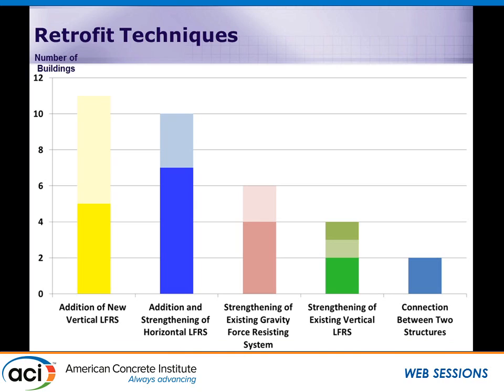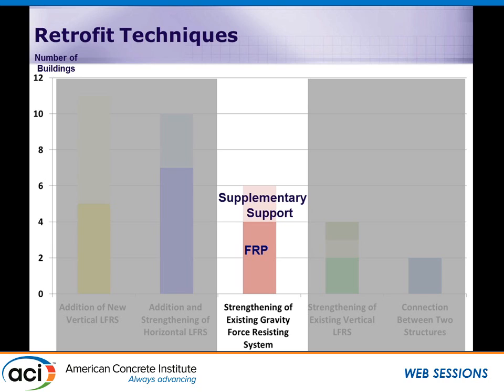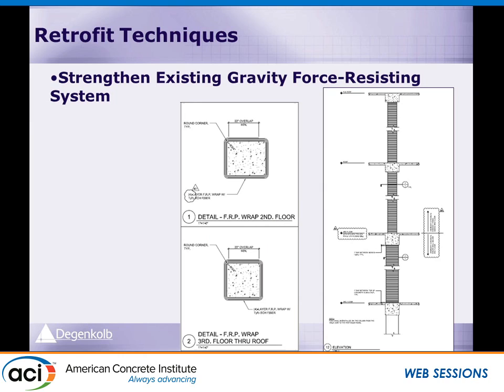And then the next strengthening technique is the strengthening of the existing gravity force-resisting system. We often found it is really important to provide gravity strengthening to prevent the collapse of the building, just like Mahail presented in the first presentation. What we want to do is, when the lateral force-resisting system is drifting laterally, we want the gravity system, which is typically columns and beams, to have enough deformation capacity to stay along with the lateral force-resisting system.